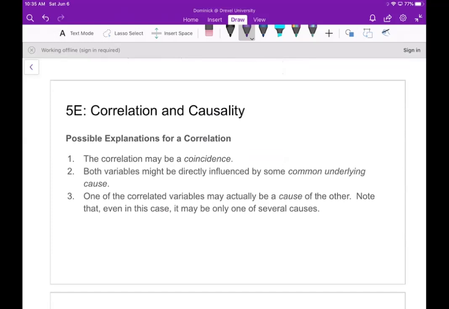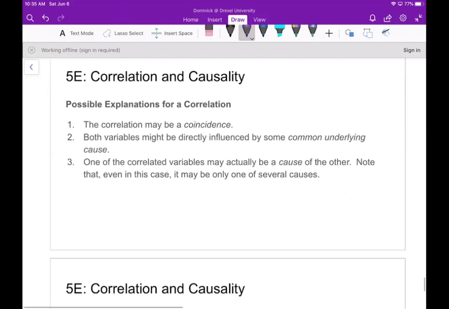Okay, now there are some explanations for a correlation, right? So the first one is that it might just be coincidence. The second one is that both variables might be directly influenced by some other common underlying cause. And then the third one is the one that we're generally most interested in proving, and that's that one of the correlated variables may actually be a cause of the other, right? Now, note that even if this is the case, it might not be the only cause, it just may be one of several causes. So it's something to keep in mind.